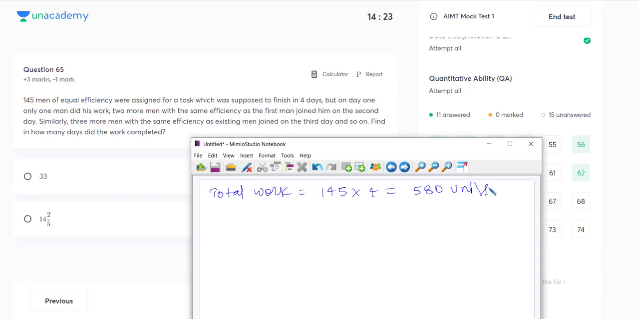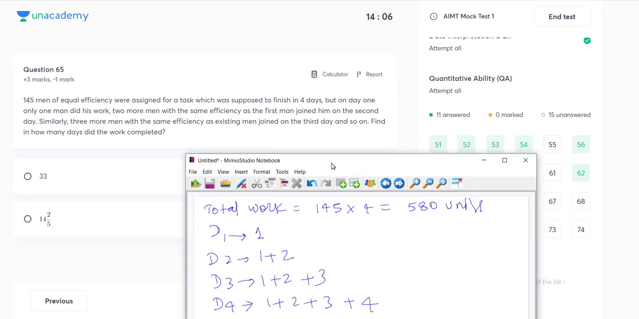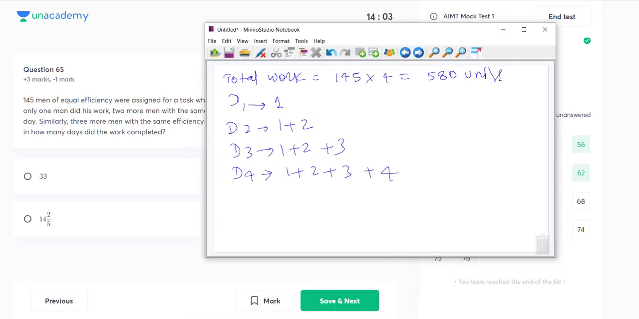Similarly, 3 more men. So day 1 there is only 1 man. Day 2 there are 1 plus 2. Day 3, 1 plus 2 plus 3 men are there. Day 4, 1 plus 2 plus 3 plus 4 men are there. So find in how many days the work gets complete. On day 1 only 1 unit is completed, day 2 3 units, day 3 6 units, day 4 10 units, and this goes on. So we need to find on which day the addition will be 580.